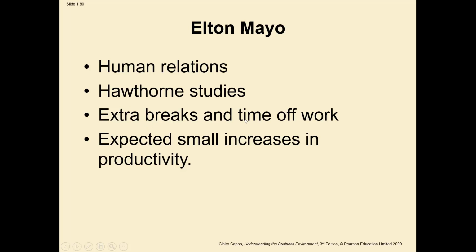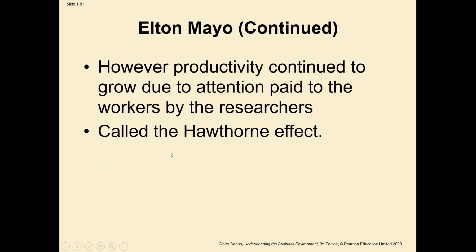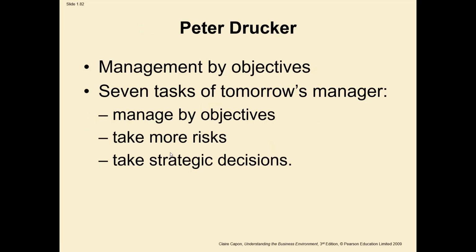Okay, and what happens is they actually turn into a failure. So give them extra pay and time off work, because of expected small increases in productivity. However, productivity grew due to the attention paid to workers by the researchers, and this became known as the Hawthorne effect.